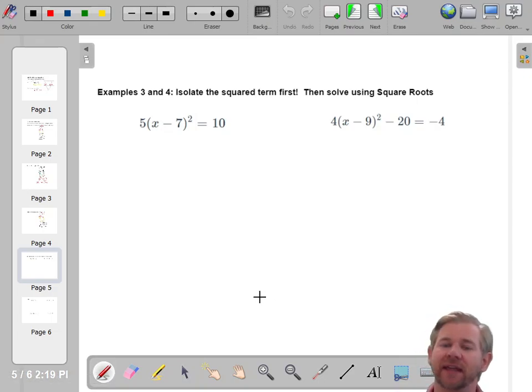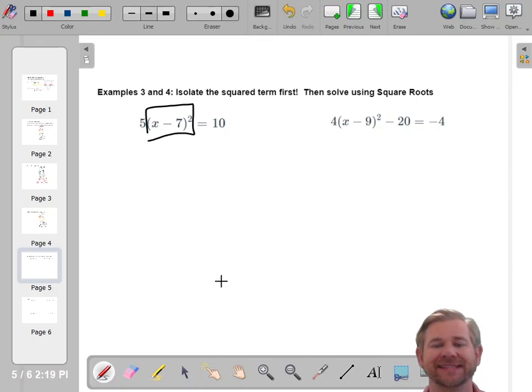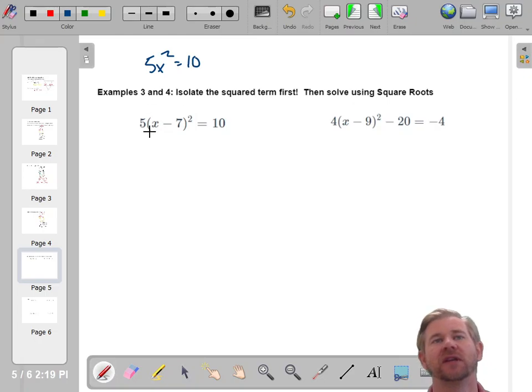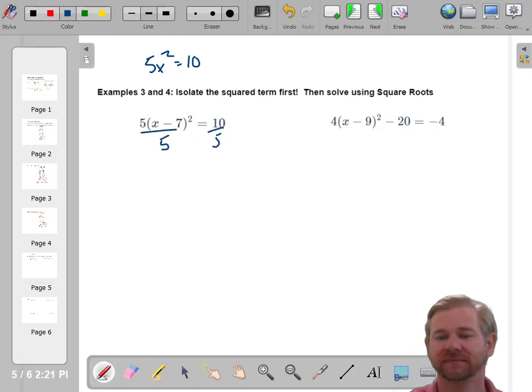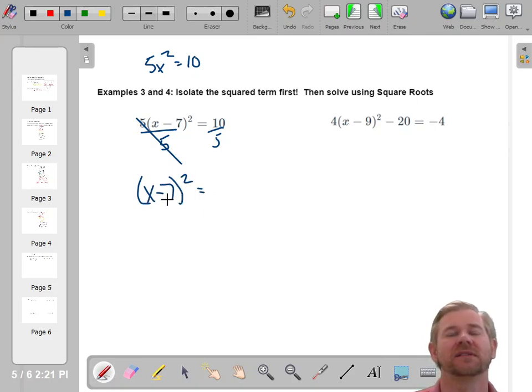All right, now this is a little fancier. We're still going to isolate the squared term first, but in this problem, the squared term is a binomial. That means it has two terms. So I'm going to treat it similarly to as if I was solving this equation. I'm going to divide both sides by 5. And when I divide both sides by 5, on the left side, this cancels out. And on the right side, so I'm just going to leave that as x minus 7 squared. On the right side, 10 minus 5 is 2.